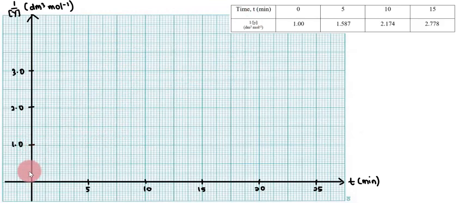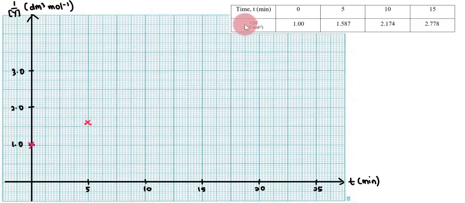Okay, so at time 0, concentration dia adalah 1.00. So dekat sini, and then at 5 minutes, concentration dia adalah 1.587. Okay, so setiap 2 kotak adalah 0.1. So 1.1, 1.2, 1.3, 1.4, 1.5, 1.6. Okay, so dekat sini lebih kurang 1.6 pada 5 minit.